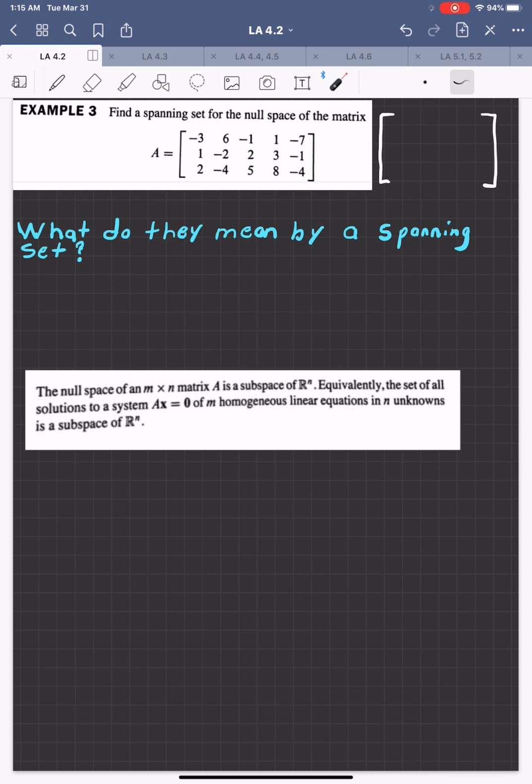I'm going to go ahead and highlight here. The null space of some matrix is a subspace of Rn. In other words, or equally said, it's the set of all solutions to a system where you have a matrix A multiplied by a vector x equals 0.